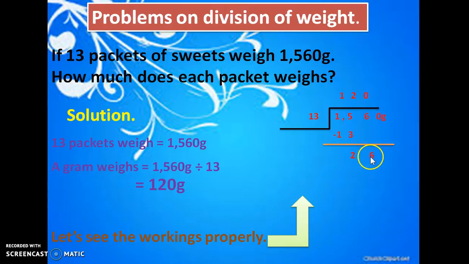So bring down your 6 here. You have 26. How many 13 will I get in 26? That is 2. So 2 times 13 gives us 26. Then you subtract. When you subtract, it remains nothing. But bring down this 0. You're still going to divide. So how many 13 will I get in this 0?